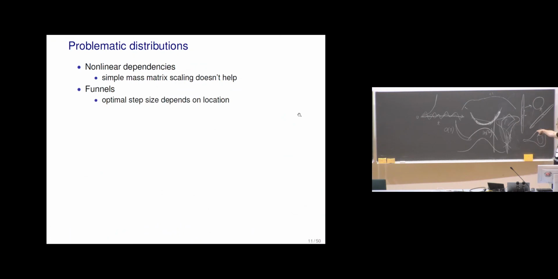Funnels: I just described that the optimal step size depends on location, and if that funnel gets narrow enough, we are not able to get there, we get biased results, but these divergences help to detect these.